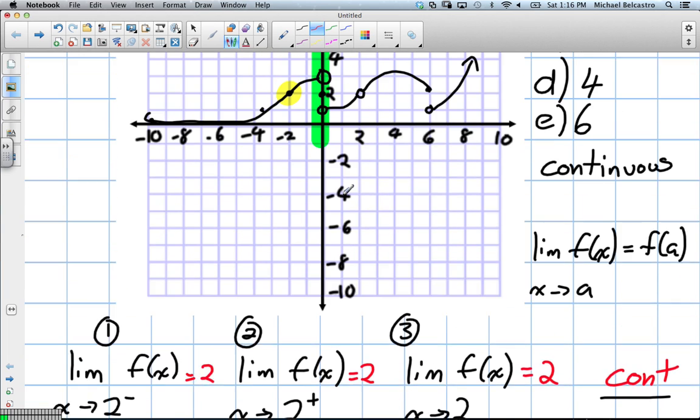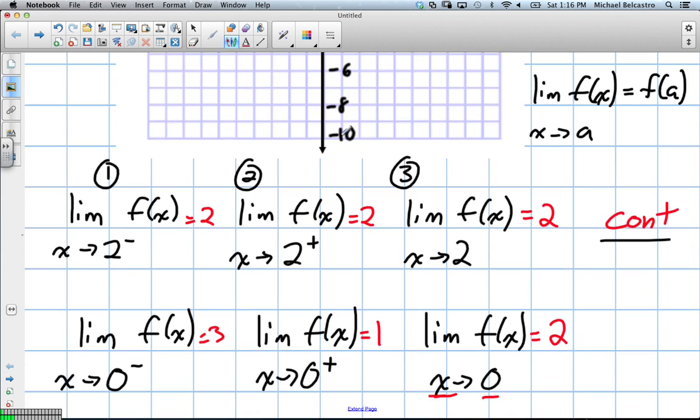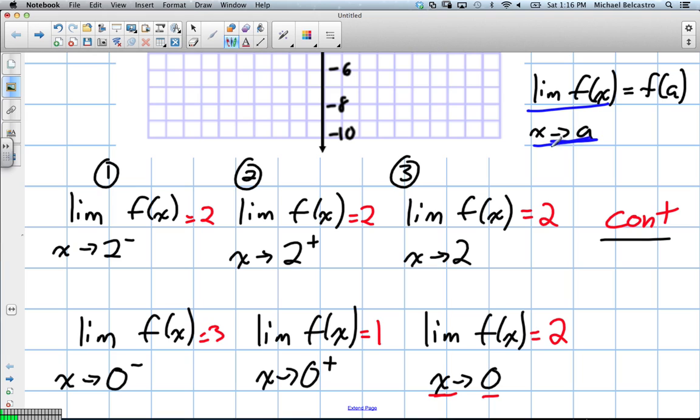I'll just show you that again. From the left, the y value is 3. From the right, the y value is 1. And when we're actually at 0, this filled-in dot, it might have been confusing, it's 2. So is the limit as we approach a equal to f(a)? When we approach from the left, we're at 3. From the right, we're at 1. And when we're actually at 0, we're at 2. Are these equal? No. So is this continuous? No. So we'll say discontinuous.